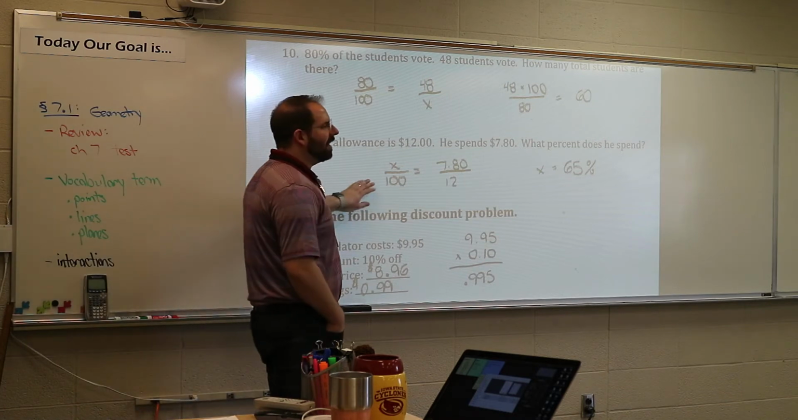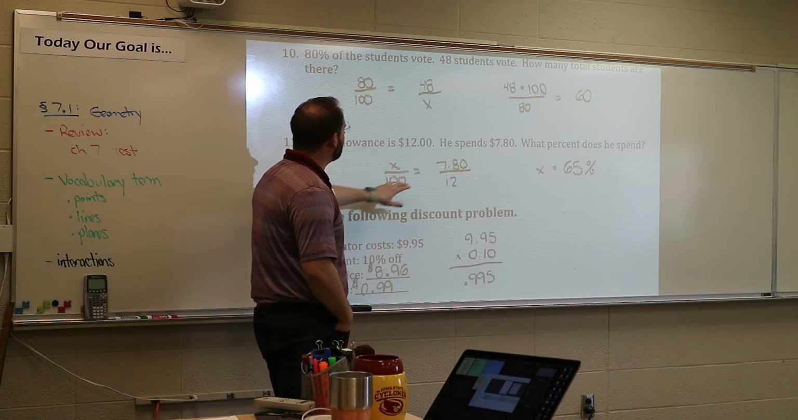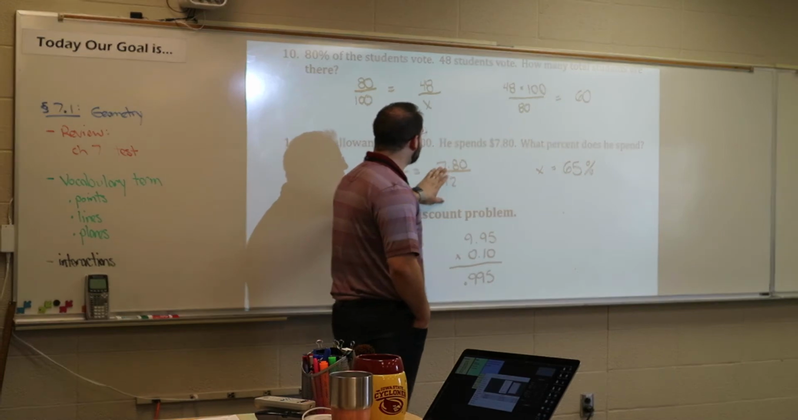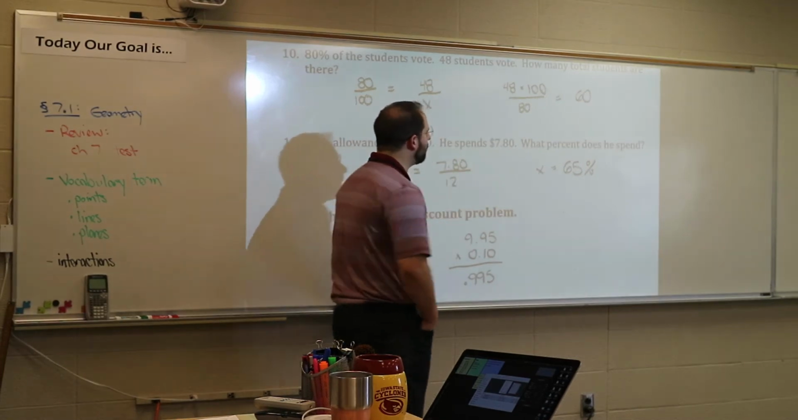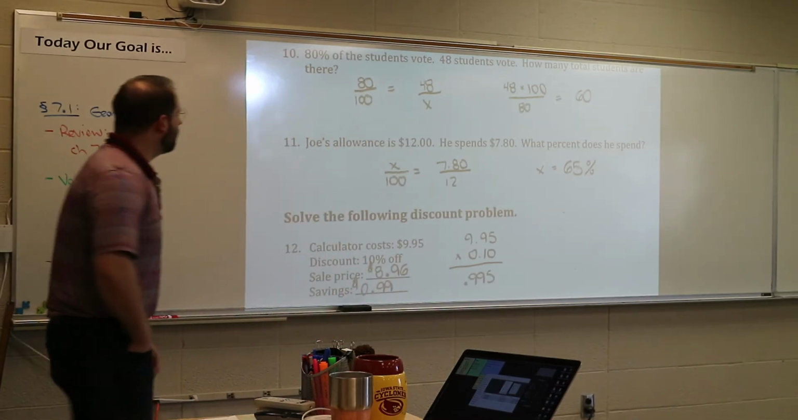Okay, number 11. Joe's allowance is $12 total. He spends $7.80. We're trying to figure out the percent. You cross multiply and divide by 12. You get 65% of his cash he just spent.